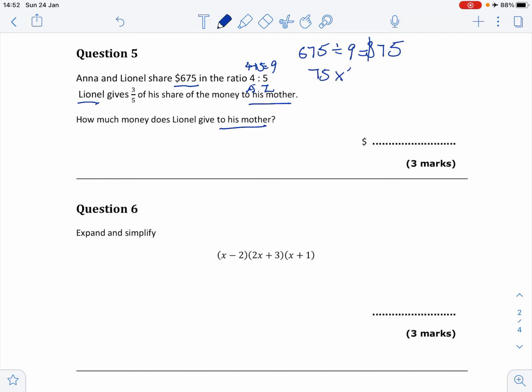So we do 75 multiplied by 5 equals 375. Then remember, the word "of" means multiply in math. So we use 3/5 multiplied by 375, which equals 225. So Leo gives $225 to his mother.